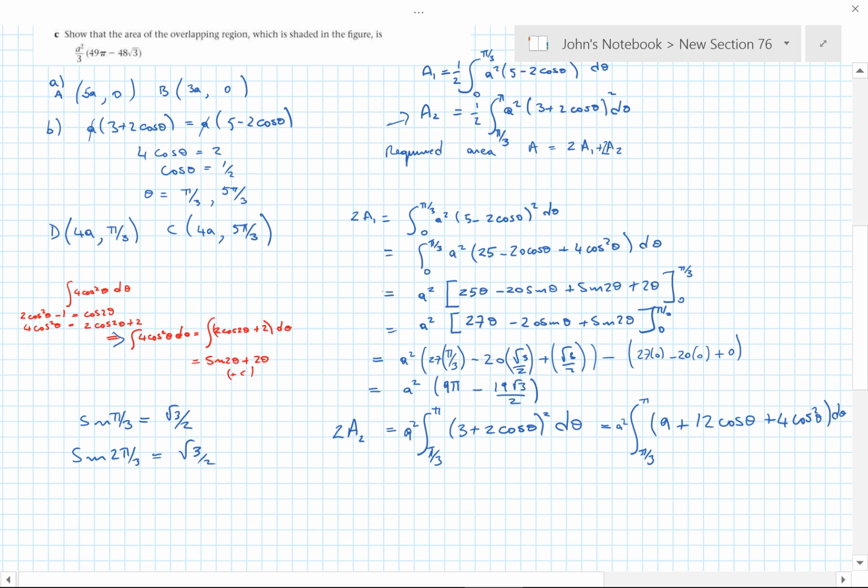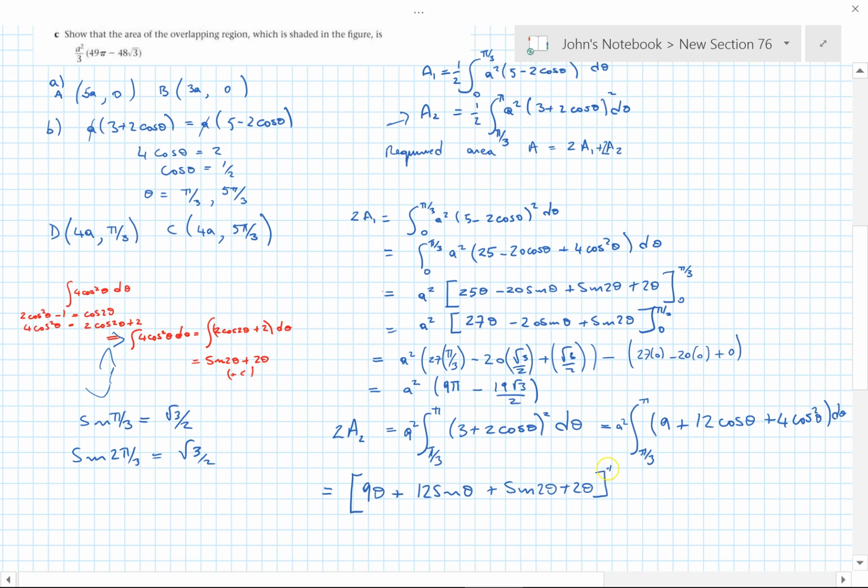Okay, right, now again I've handily written some stuff here that's going to help us with integrating all this. So that equals 9 theta plus 12 sine theta, and we've already integrated 4 cos squared theta. I knew that was coming, so that's sine 2 theta plus 2 theta, and that's from pi to pi by 3.